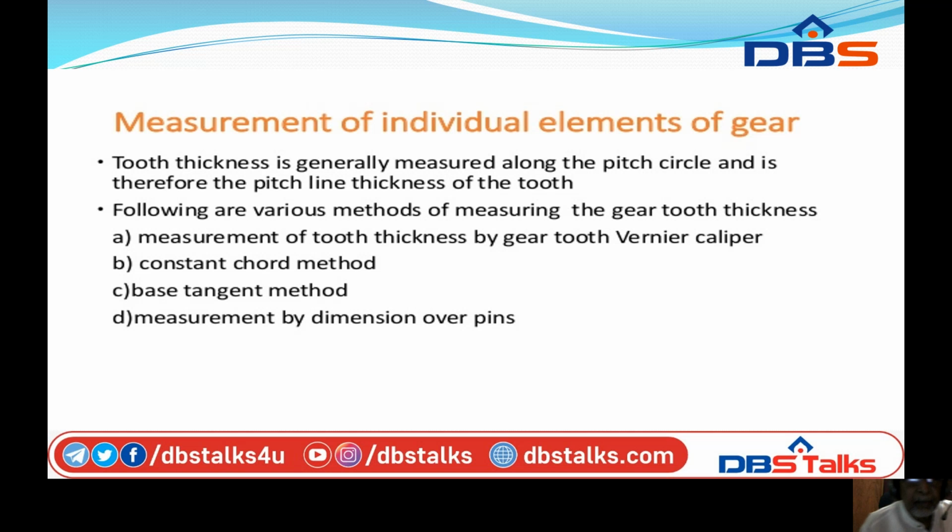Measurement of individual elements of gear. Tooth thickness is generally measured along the pitch circle and is therefore the pitch line thickness of the tooth. Following are various methods of measuring the gear tooth thickness. Number A, measurement of tooth thickness by gear tooth vernier caliper. Number B is constant chord method. Number C is base tangent method. Number D is measurement by dimension over pins.